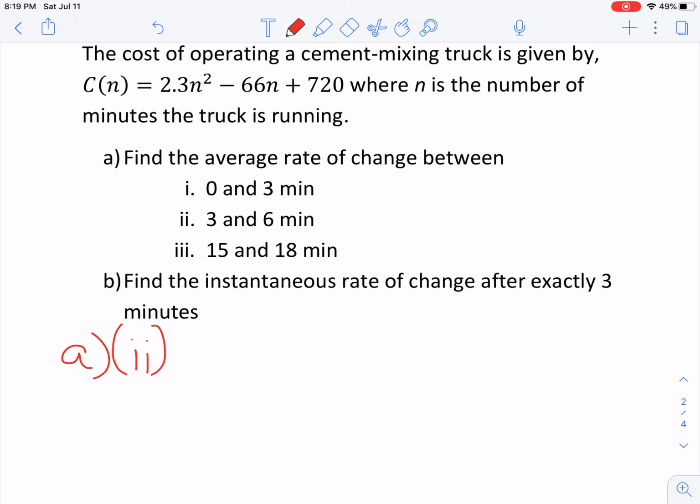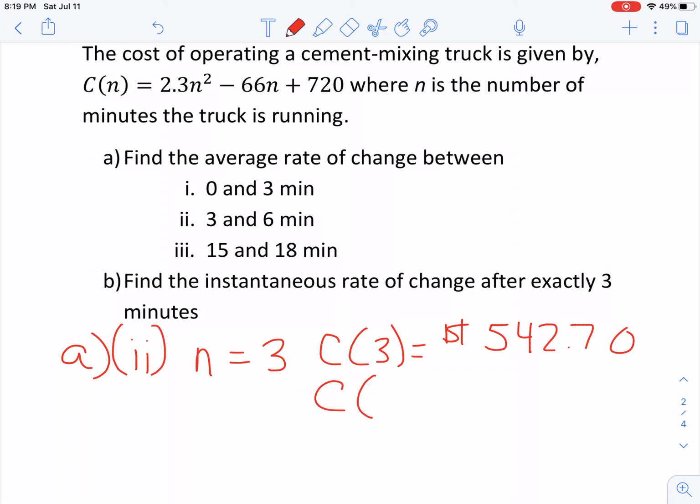So we're just going to calculate, just to practice this idea, the average rate of change between 3 and 6 minutes. And this should be pretty easy because we've actually done this before in grade 9. So if n equals 3, what's c at 3? Well, you're just going to substitute in 3 into our equation, and we will get 542.70.